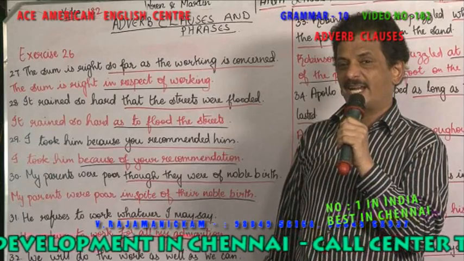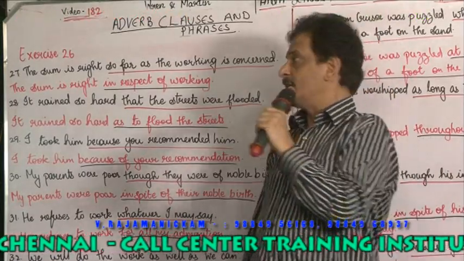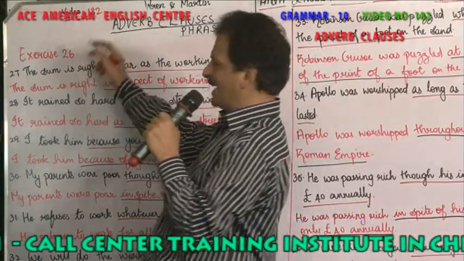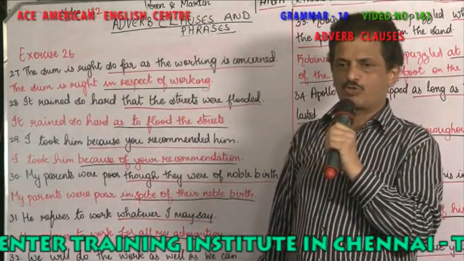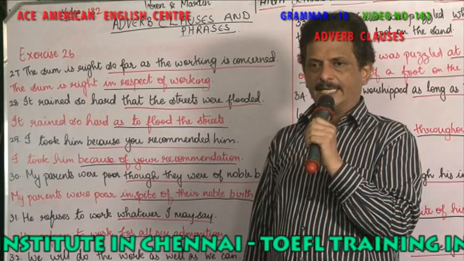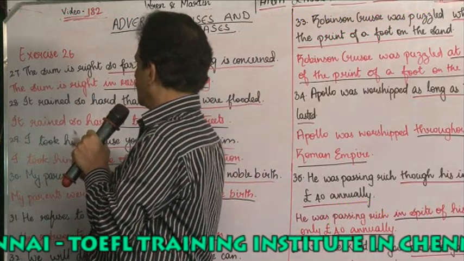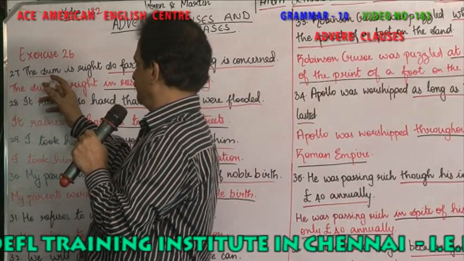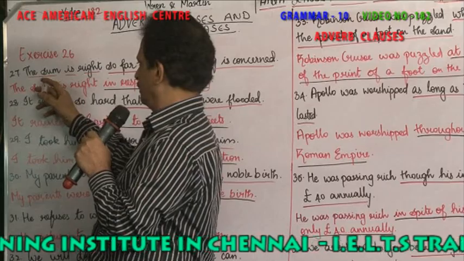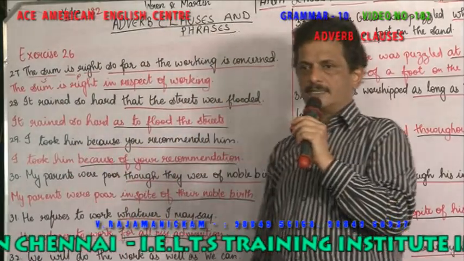Phrase means you don't have a subject and predicate. You have a group of words. For example, the sum is right. It is a full sentence. The subject is sum. Is right is the predicate. In the predicate, you have the verb is right. So, it is a full sentence: the sum is right.